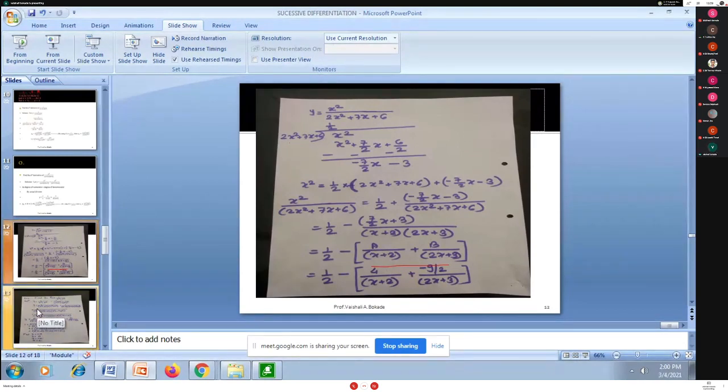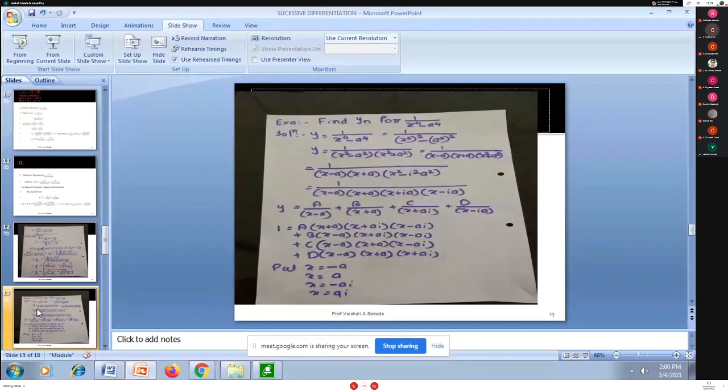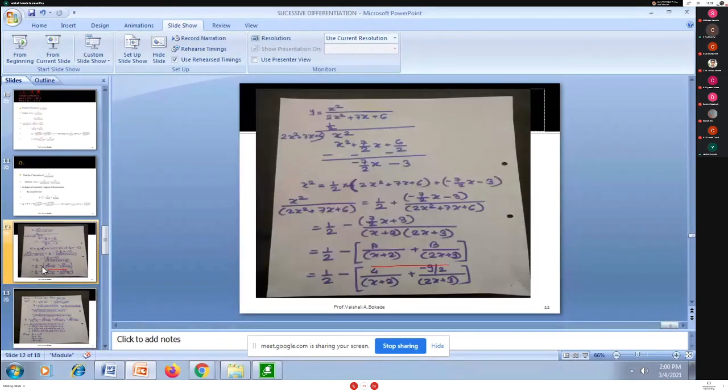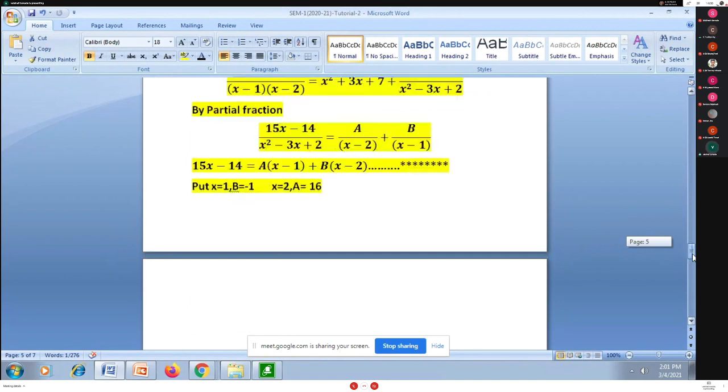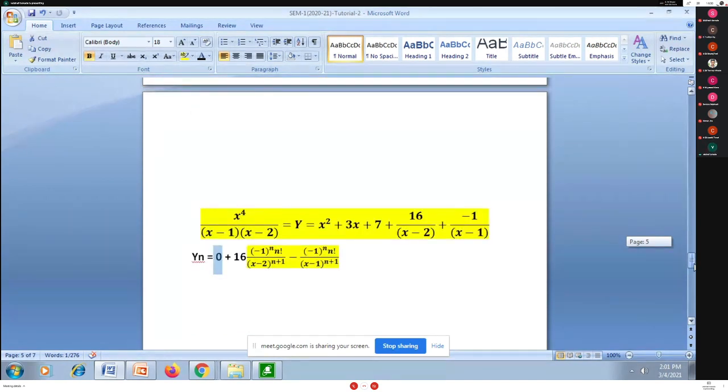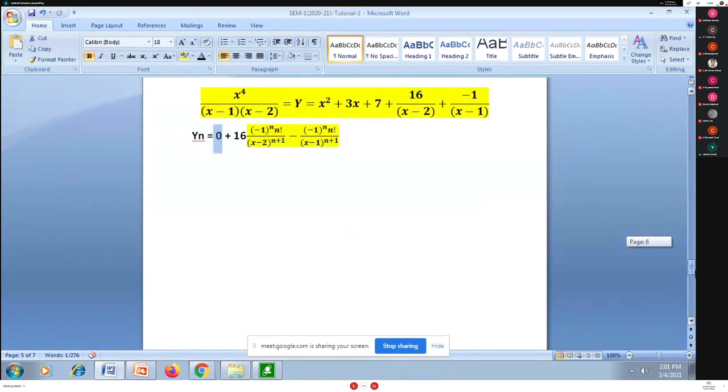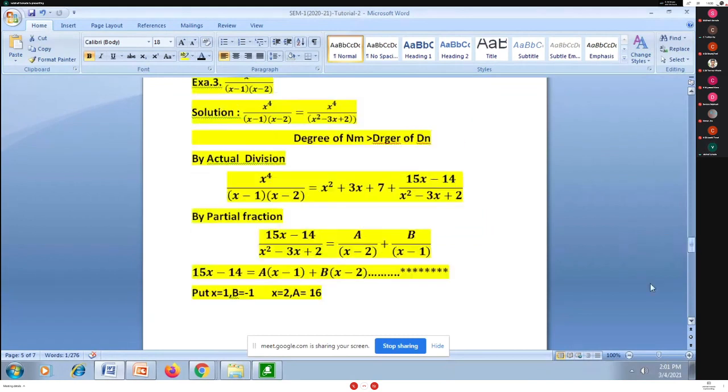Ma'am, in the last one, actual division is not coming that much. Which example? X raised to 4 wala. Whether you're trying it right now, try it. Yes ma'am. Okay. Still you're not getting. Okay.